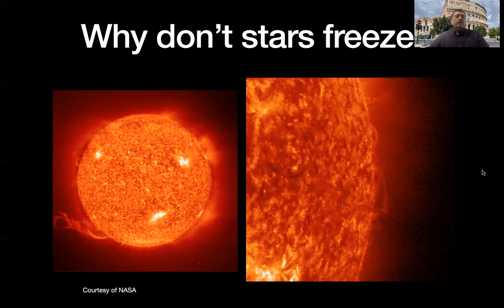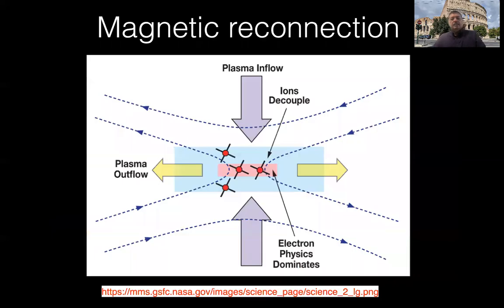Because if it wasn't for that, then all of the motion of plasmas, all of the boiling and churning inside of a star, would eventually be turned into magnetic energy. And stars would literally freeze, with all of the motion of the plasma going into the magnetic field. So something has to allow the energy to be released from the magnetic field. And that is this process called magnetic reconnection.